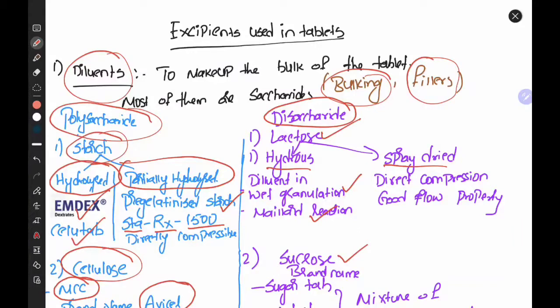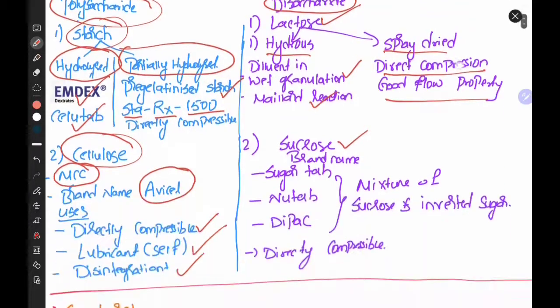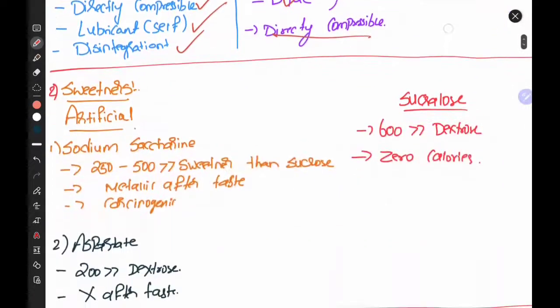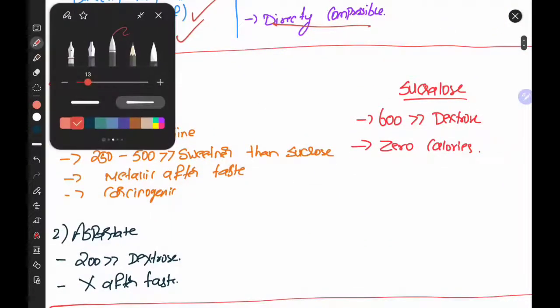Next is spray dried lactose. It is also directly compressible, and because it is spray dried, it has good flow property. Next one is sucrose. The brand names for sucrose are SugarTab, NewTab, Deepak. Remember this: these are mixtures of sucrose and invert sugar, and they are also directly compressible.